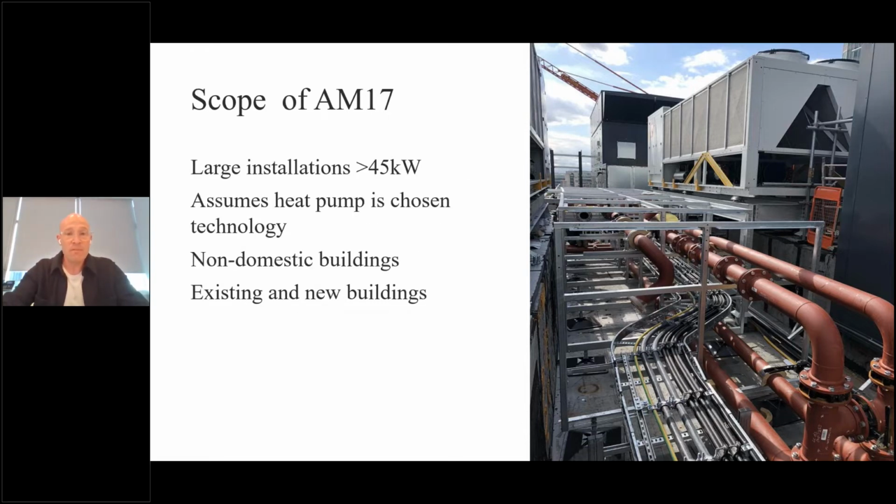In terms of the scope, after discussion with BEIS and with our steering group team, we define large installations as those over 45 kilowatts of thermal energy. The document doesn't talk in detail about the choice of heating system. It assumes that a heat pump is a chosen technology already. Obviously, within that, there are lots of different types of heat pumps, different types of refrigerant, different types of applications, ground source, air source, etc. We cover all of those things. But it's not intended to be a should-you-use-a-boiler-or-a-heat-pump type guide. It assumes that's been chosen already.